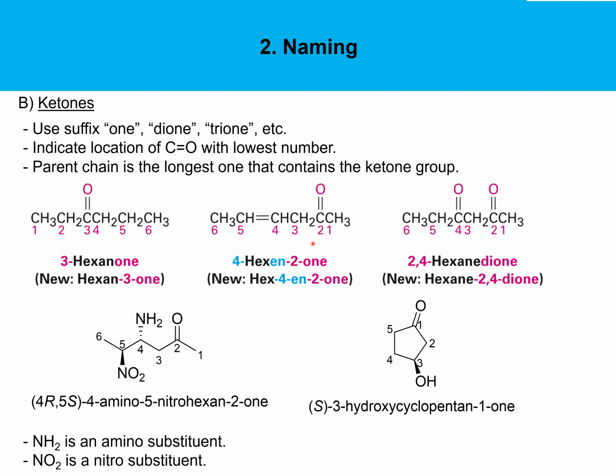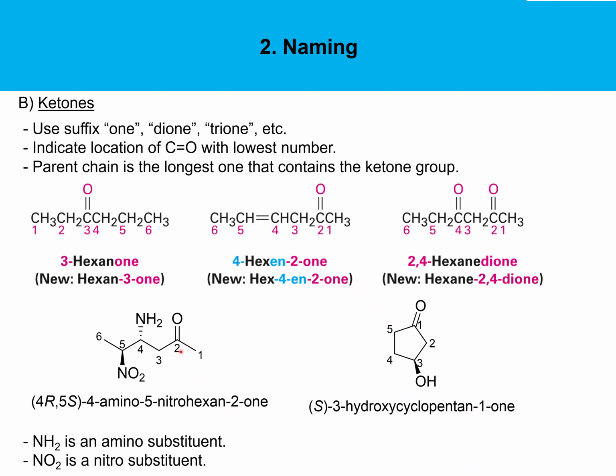In the next example, we have both an alkene and a ketone. The ketone would be the highest priority functional group here. So we would number this from right to left, meaning the ketone will be on carbon 2, the alkene is on carbon 4. So we name this as hex-4-ene-2-one. On the next one, we have 2 ketones, and there are 6 total carbons. So this is named as hexane-2,4-dione.